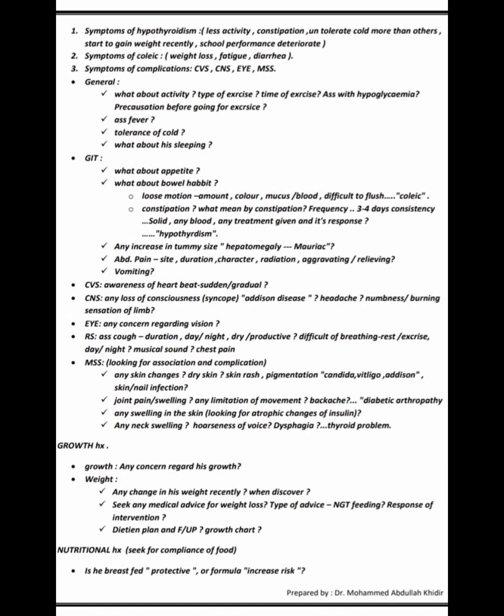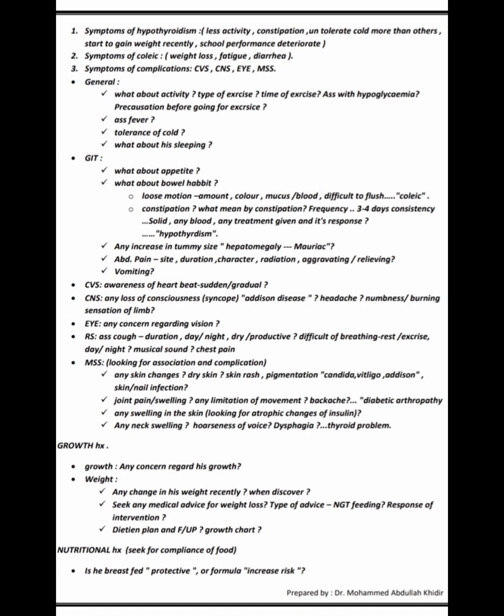From CVS, we will ask awareness of heartbeat, sudden or gradual. CNS, we will ask any loss of consciousness, syncope. For Addison disease, we will ask this, and any headache, numbness, burning sensation of the limb. Then I will ask any concern regarding vision. Respiratory system, we will ask associated with cough. If present, then duration, day or night, dry or productive, difficulty of breathing at rest or exercise, day or night, and musical sound present or not, associated with chest pain or not, we will ask.